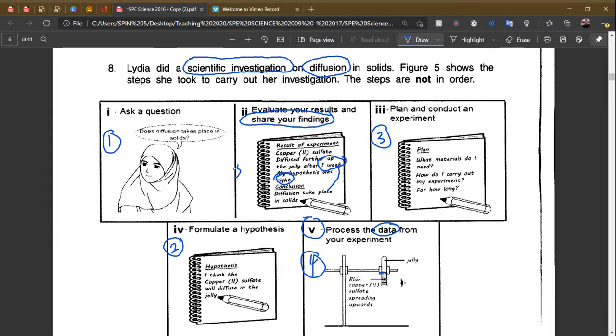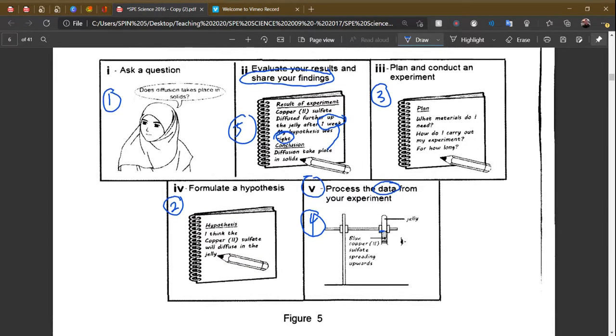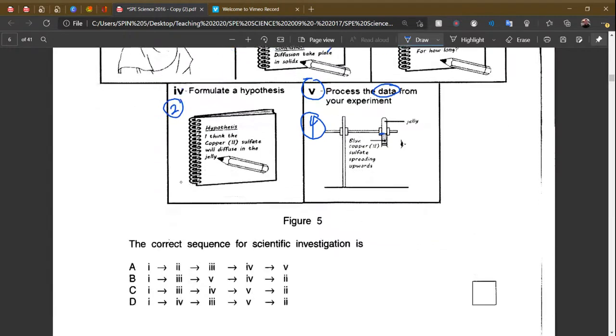Therefore, if you look at this one, the steps are number 1, number 4. Let's look at the choices, number 1, number 4, and if you look at the choices, only D provides the best choice. Therefore the answer is D.